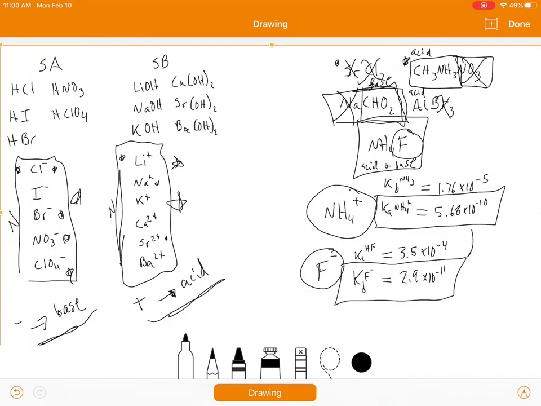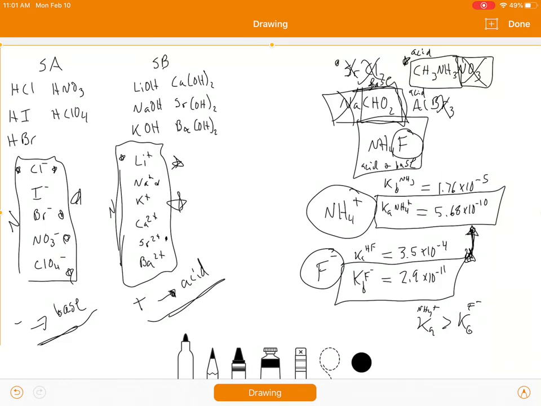So now what you want to do is figure out which one's better at doing its own job. Ammonium is an acid. It's got a Ka value of 5.68 times 10 to the negative 10th. Fluoride is a base, 2.9 times 10 to the negative 11th. In this case, the Ka value is greater than the Kb value. Ka of ammonium is greater than the Kb of fluoride, which means ammonium is better at doing its job. Therefore, it's going to be an acidic solution.